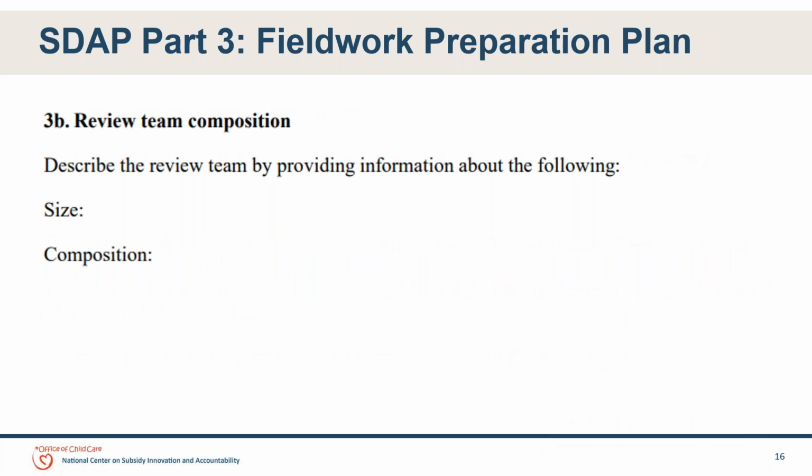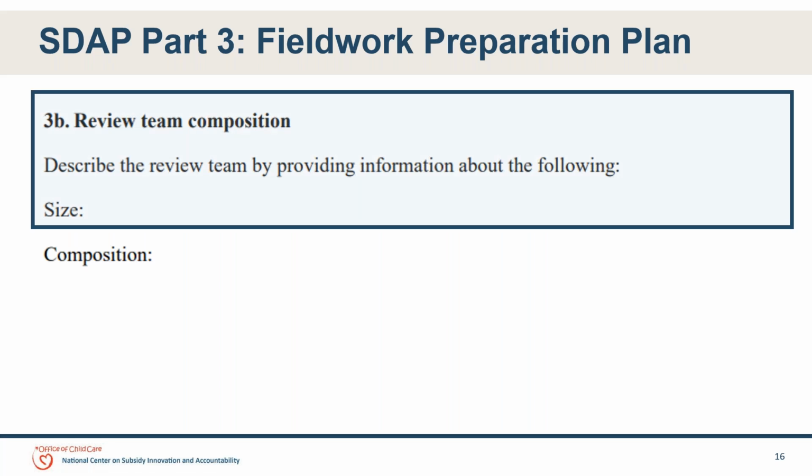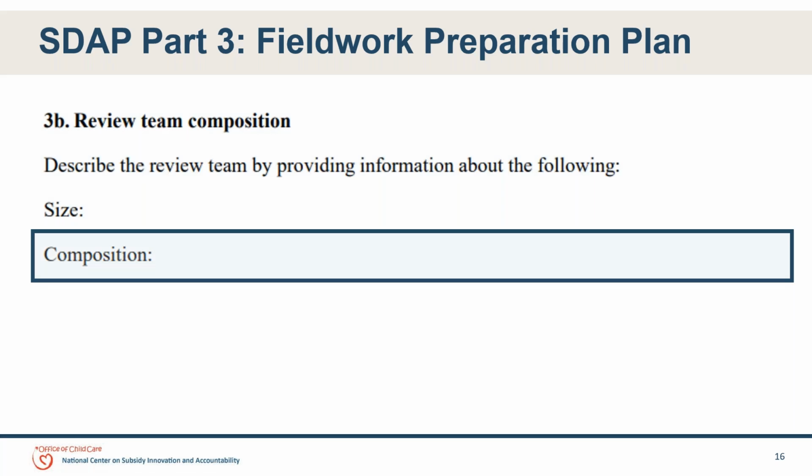3B asks for some information about your review team. And this only refers to those who will actually be going in and doing the case record reviews. You don't have to give names, but describe the size of the team and a description of how it's comprised. For example, what unit or office are the reviewers coming from, and what are their roles. So how many people are doing first level versus second level reviews, or is it going to be a mixture? We like to see things like that in the response.